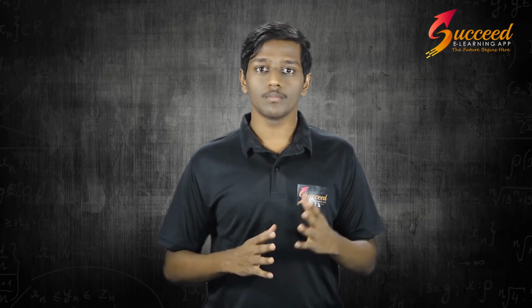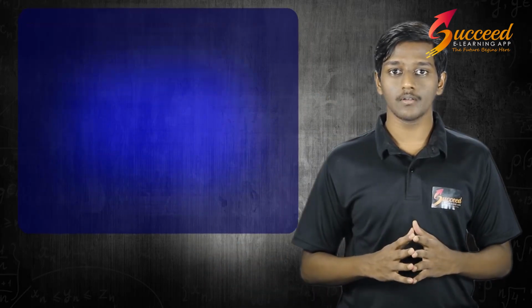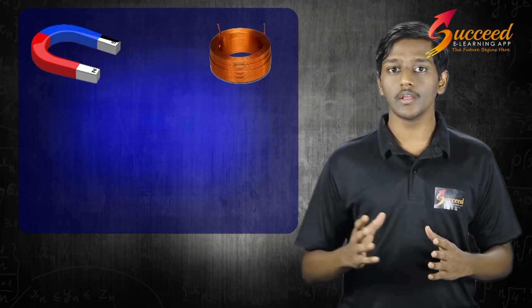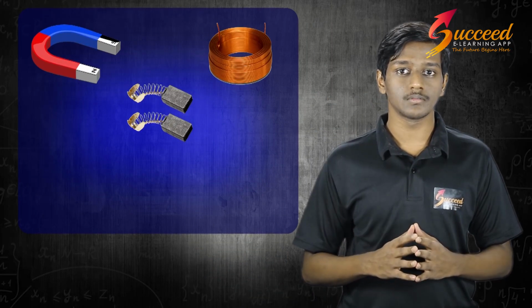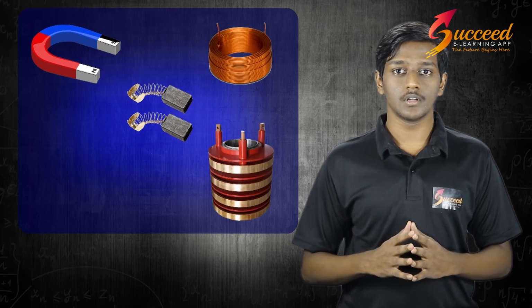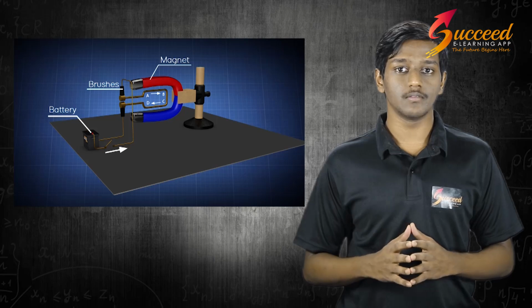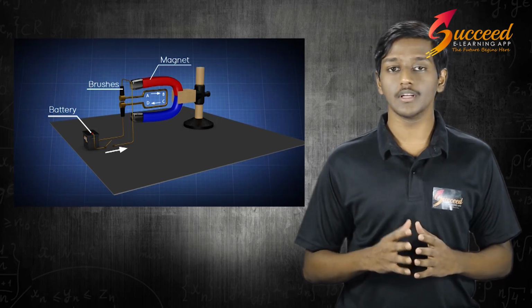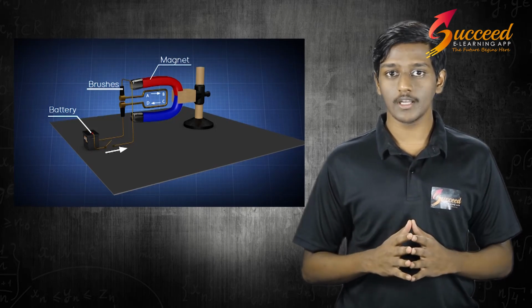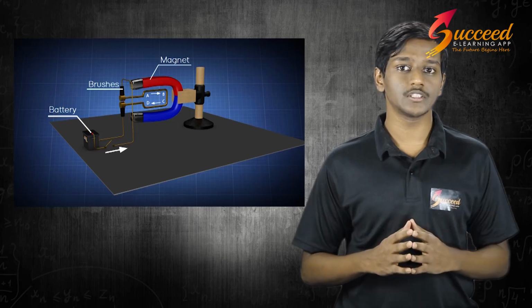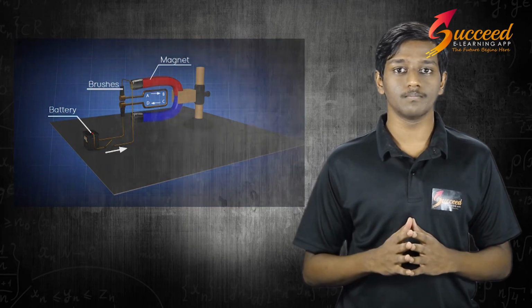Now let us look at a working model of an electric motor. For this we require a magnet, a coil, brushes, split rings and a battery. The split rings are connected to the axle from which mechanical output is drawn, and they are also connected to the brushes. The brushes in turn are connected to the battery.